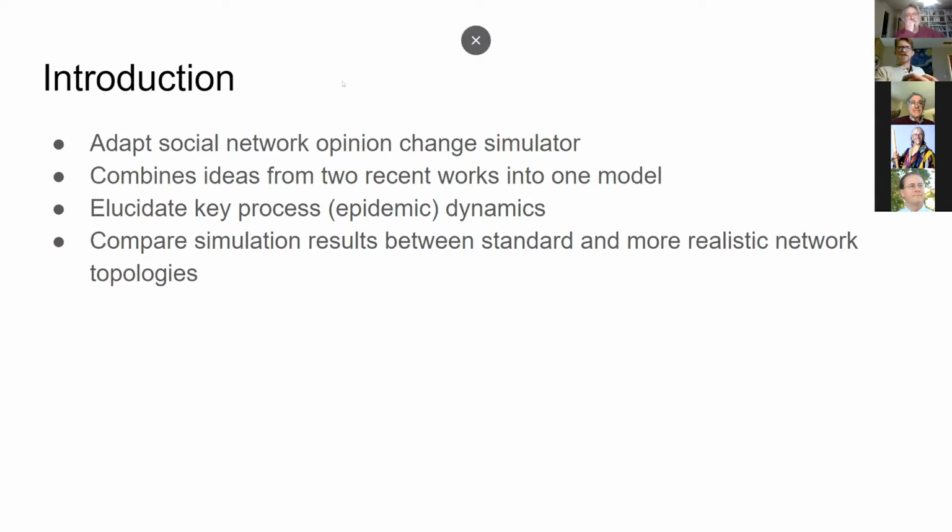Okay, so now I'll go through my slide here. So basically, I've got this software. We adapted it to be a COVID simulation. We incorporate ideas from two recent works, one of which we just heard about. We get to see how different parameterizations affect dynamics within this epidemic process. And then we also do a little bit at the very end where we compare simulation results, kind of getting to, whose question was it? Somebody asked the question about sort of toy networks versus realistic networks. So we compare some results between a sort of standard classical network model with one that's more realistic.